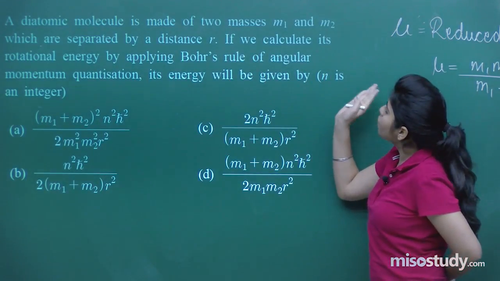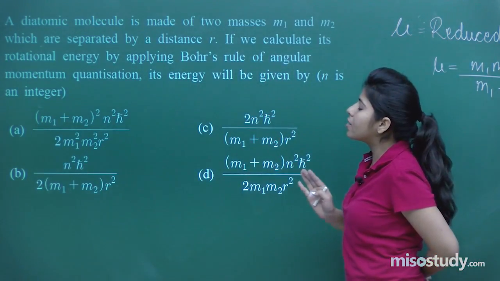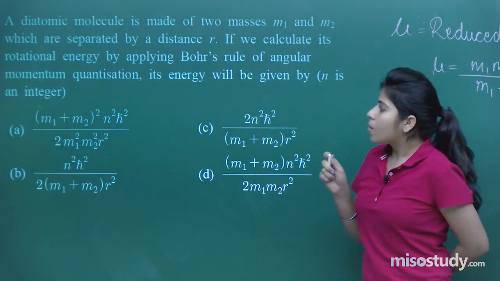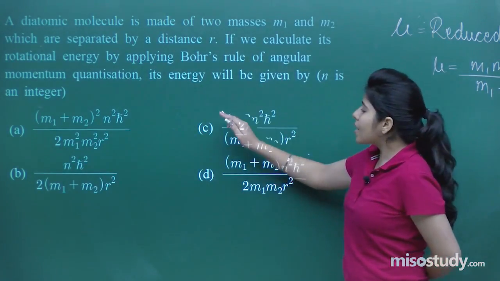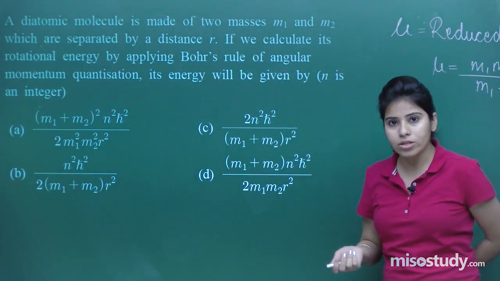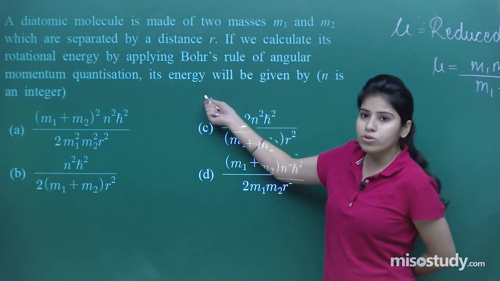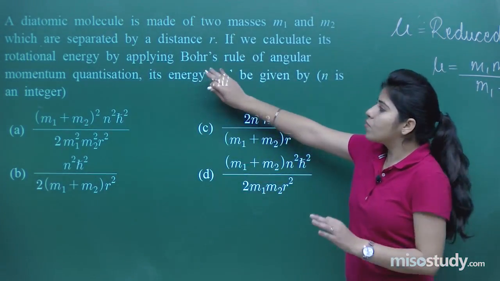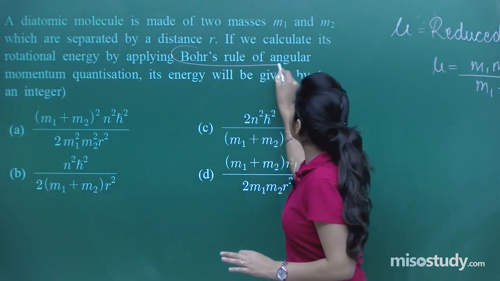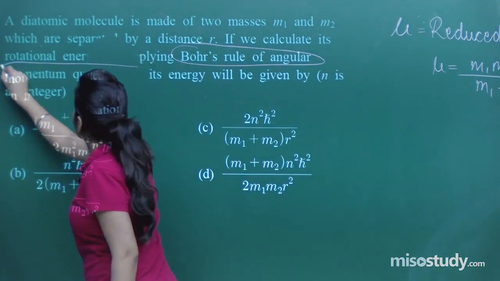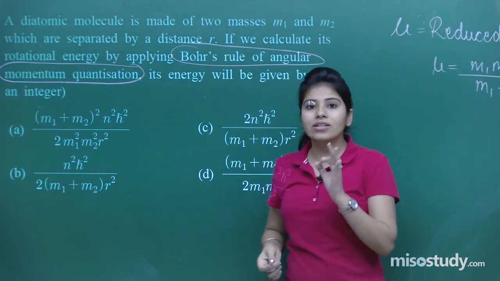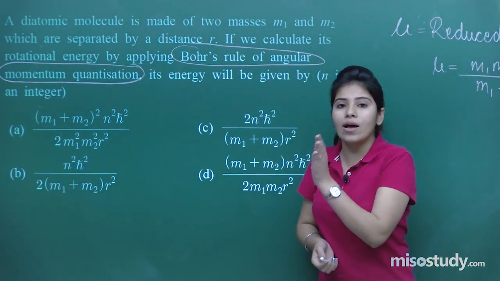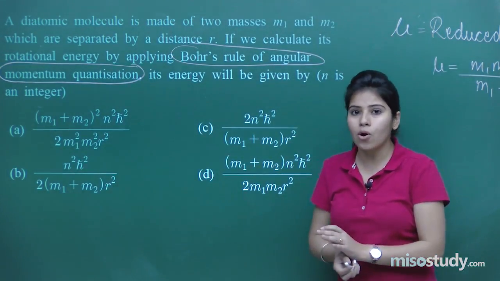If we calculate its rotational energy by applying Bohr's rule of angular momentum quantization, its energy will be given by what? So basically we have to find out the energy. Now let me tell you, we have been given that we have to apply Bohr's rule of angular momentum quantization, and that rule says that L equals mvr. Again your mvr will be equal to nh upon 2 pi.